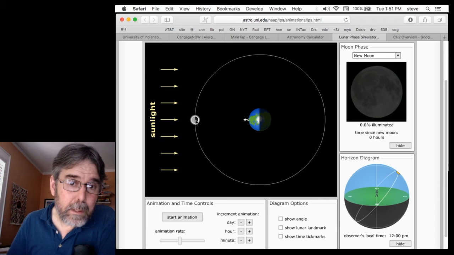The moon is between the sun and the Earth in this picture. At noon, looking straight up, you'd see what's called a new moon. In other words, the illuminated side of the moon is opposite you, so you can't really see it. That's a so-called new moon.